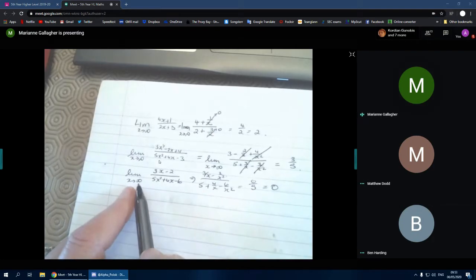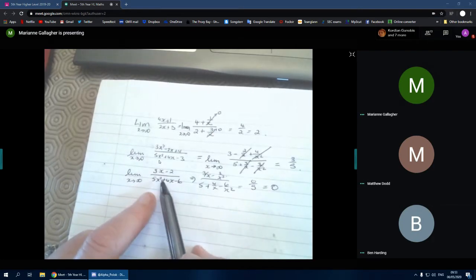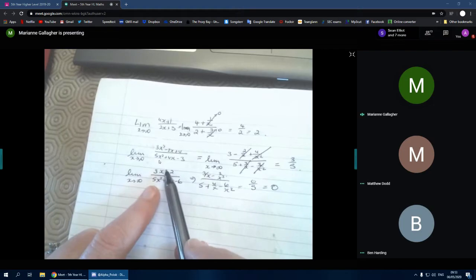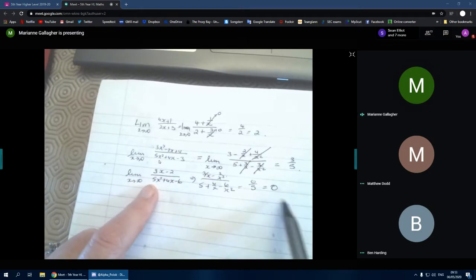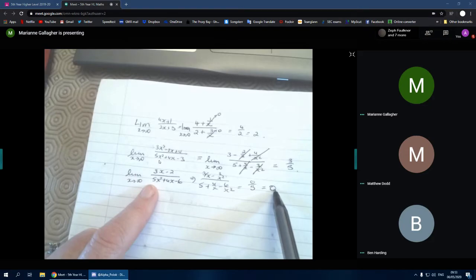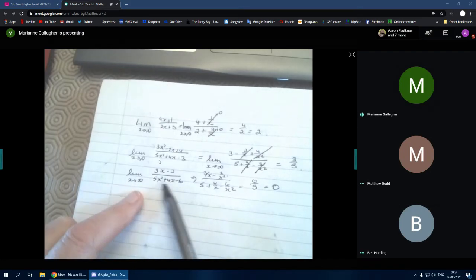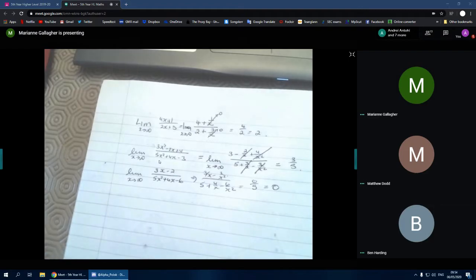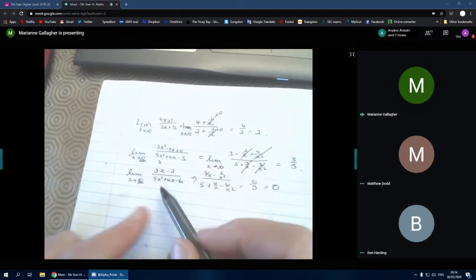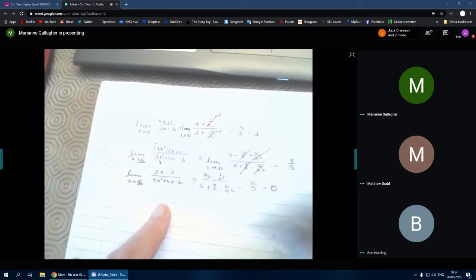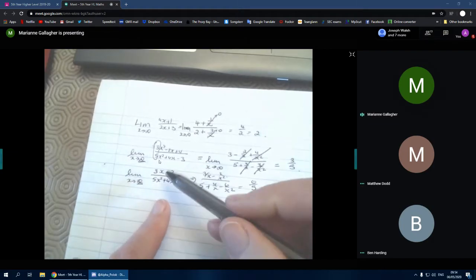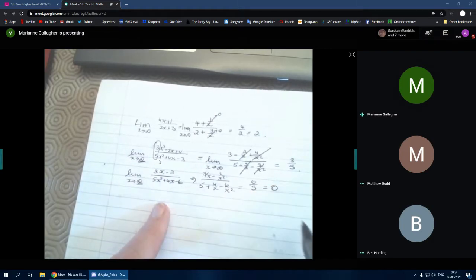And the reason is, if the one on the top has a lower power than the one on the bottom, then the bottom is going to get way, way bigger than the top. So that's why the limit is going to end up being 0. Would you not factorize it? No, you don't need to factorize, and you can't factorize that anyway. Once you see infinity, it's not about factorizing. If the two powers are the same, then it's just going to be these two numbers. If the power on the top is smaller, then it's going to be 0.